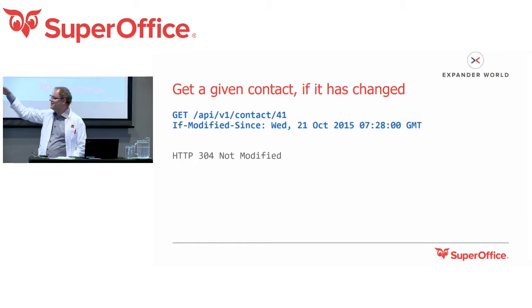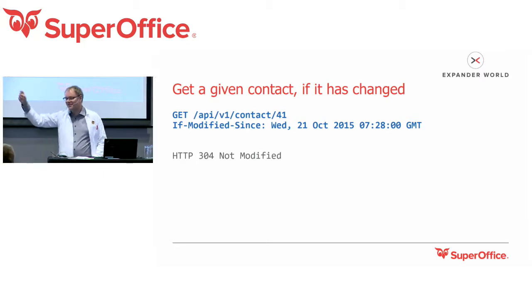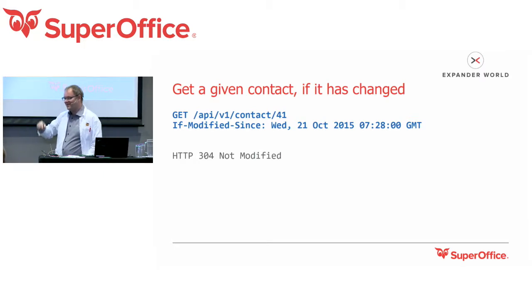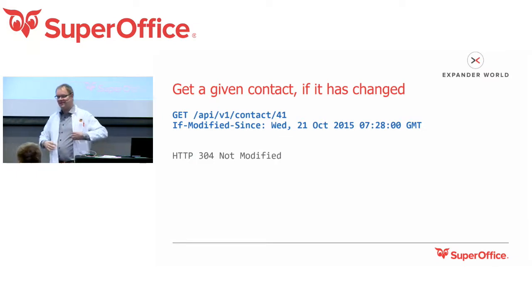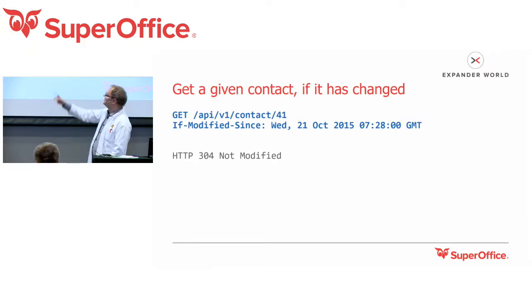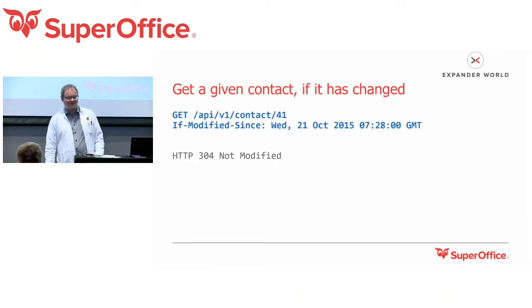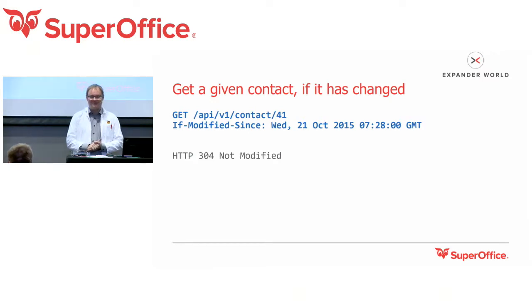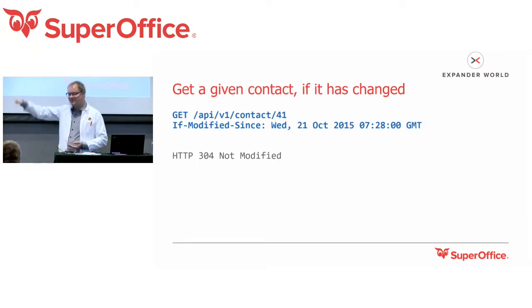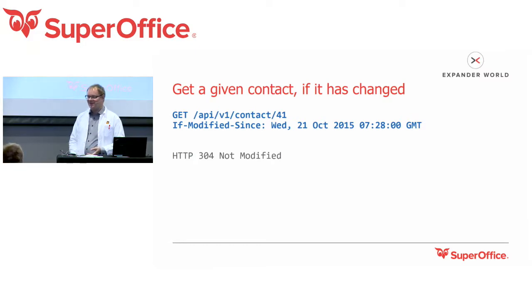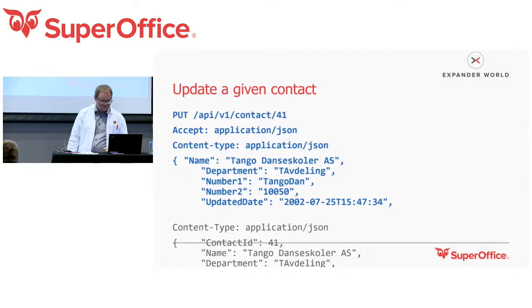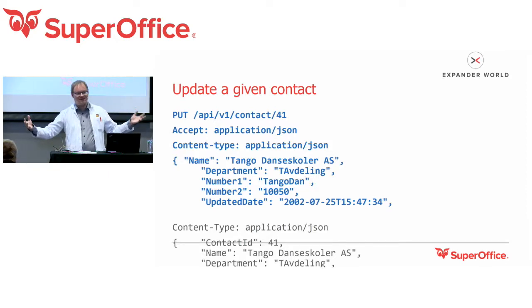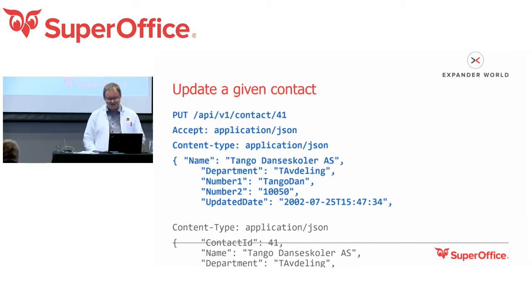So we get back HTTP status 304 not modified, which basically means that the copy that we have locally is still good. It hasn't been modified since the time we got it. So we don't need to get a new one. That cuts down on the amount of data we have to transfer and so on. So that works, and that works for all the major entities in the REST API.